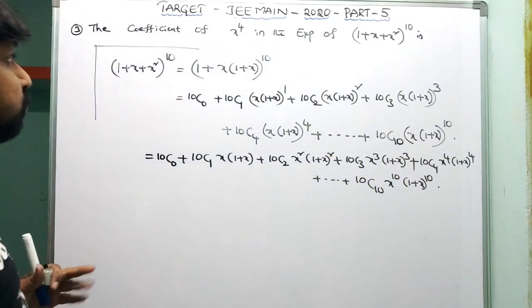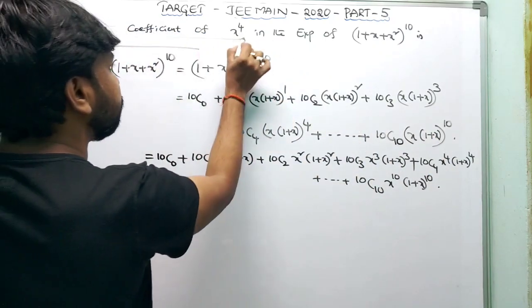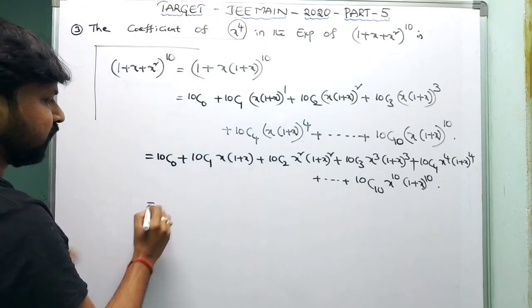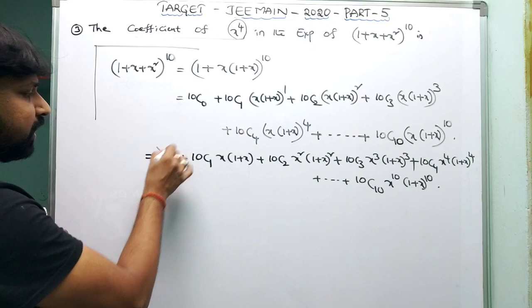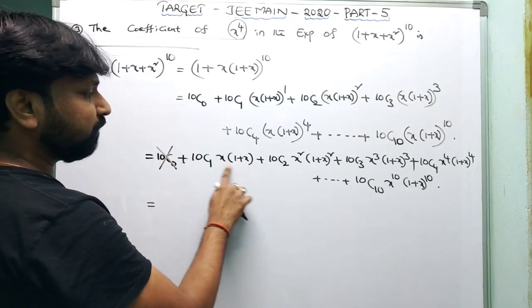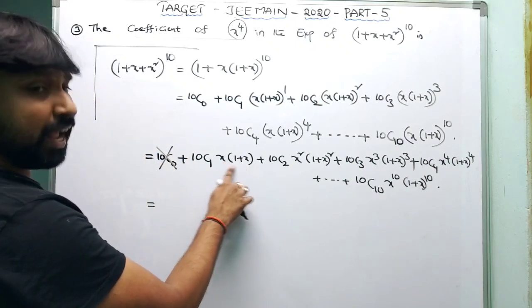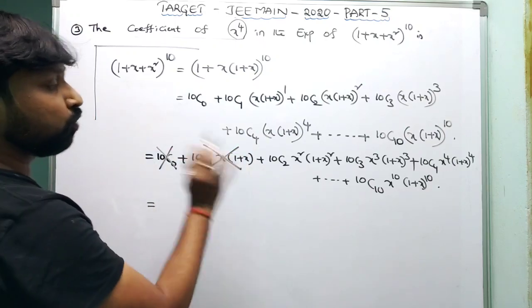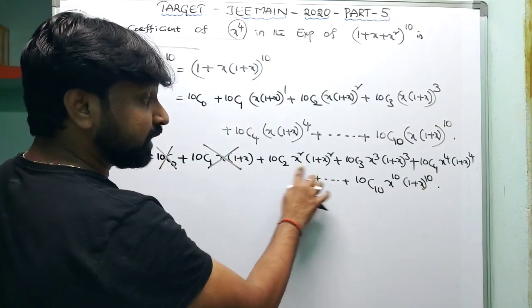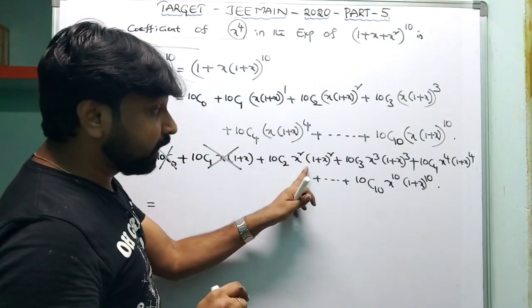Now what is your question? Look carefully. They are asking the coefficient of x^4. In 10C0 there is no x^4 coefficient. Very clearly this is wrong. So here if you multiply, the maximum you will get is x² only. So there is no x^4 coefficient here either. If you see, yes, x^4 coefficient we will get if you multiply.